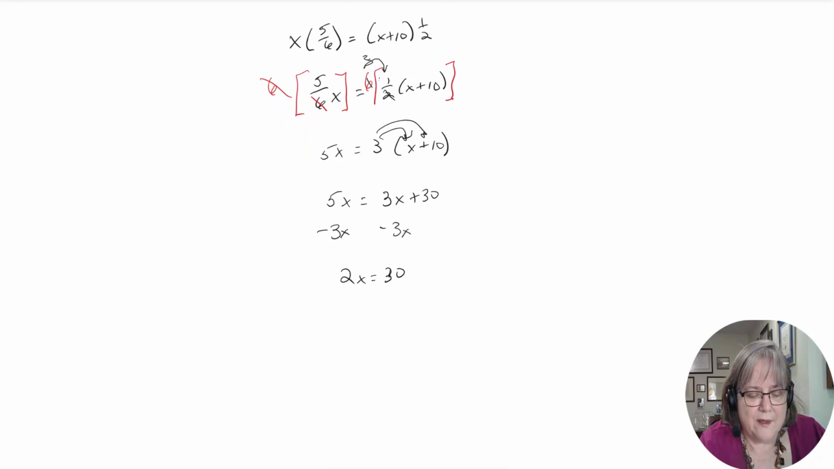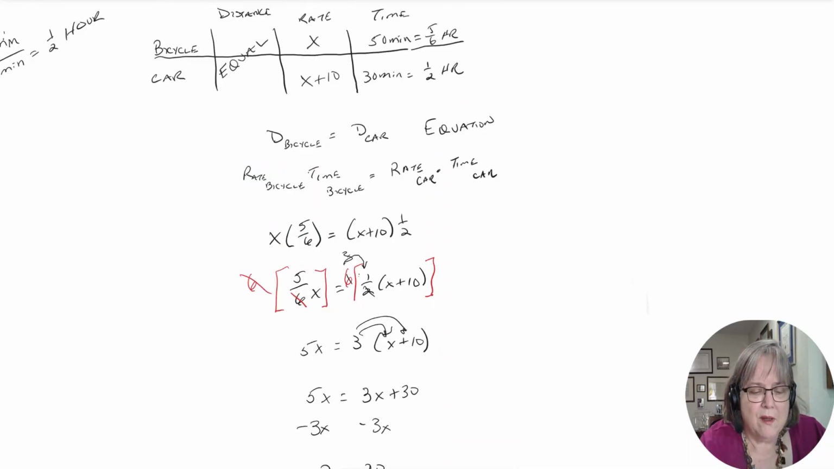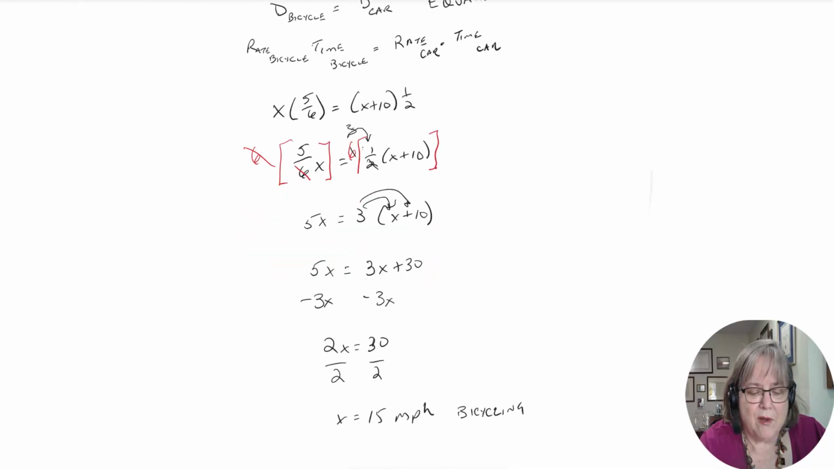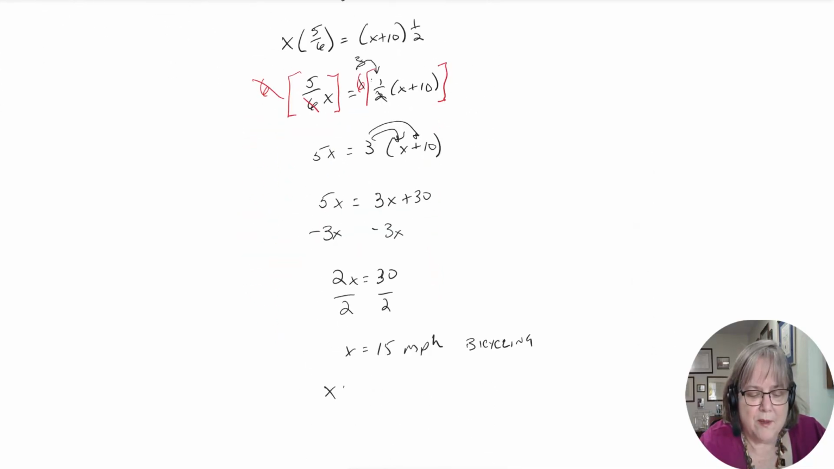I want to know what x is, so I divide both sides by 2. So x is 15. Don't forget your units. So what is this? X is 15. This is how fast she's bicycling. And then we had set up here that x plus 10 is the rate of the car. So x plus 10, well, 15 plus 10 is 25 miles per hour for the car.